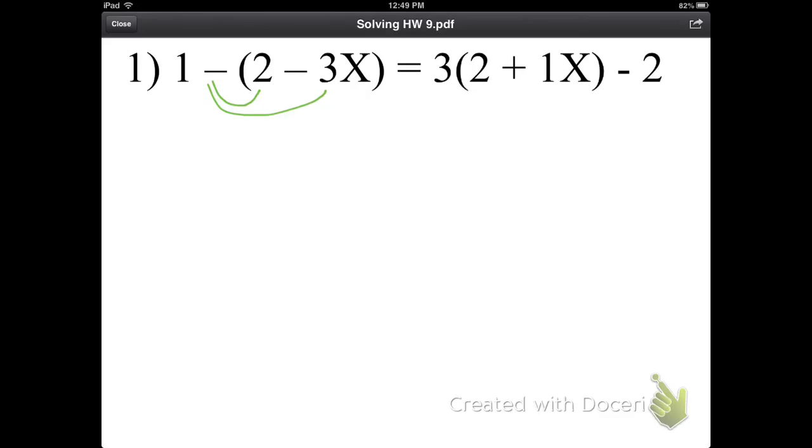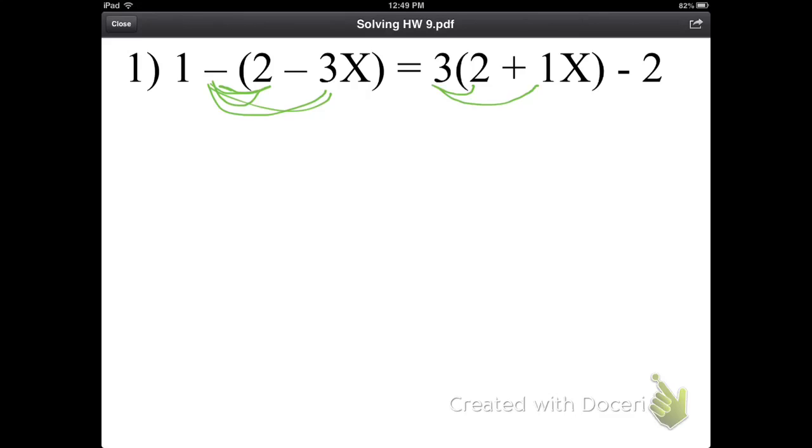Okay, remember, our goal is to get x all by itself on one side of the equation. And so we've got x inside all these parentheses. We need to get it out and then get all the x's on one side and all the numbers on the other. So to get stuff out of the parentheses, you have to distribute. So we'll distribute on the left side here, and we'll distribute on the right side.